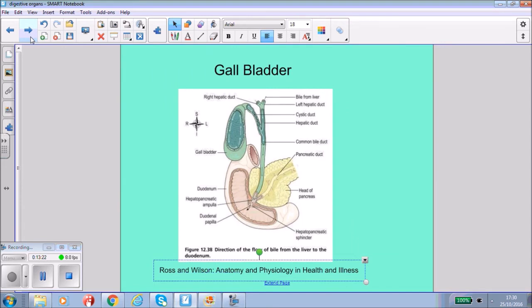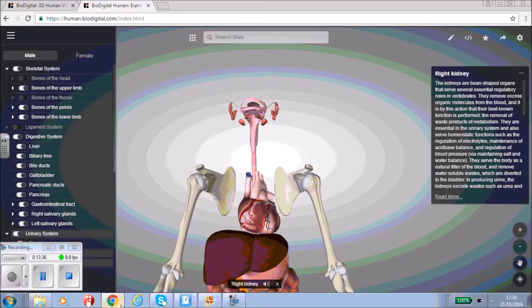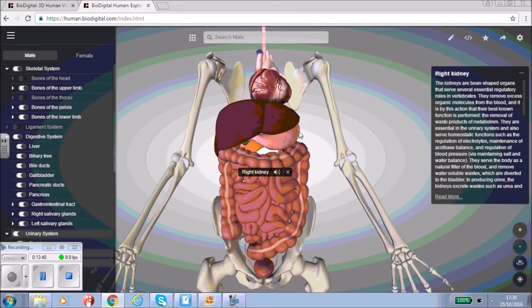So we're going to move on to the gallbladder, because the gallbladder is where the bile is stored. So although the liver can store glucose and other nutrients, it doesn't store the bile itself, it moves on to the gallbladder. And I'm going to move back to our image here so that we can just have a quick look at where the gallbladder is.